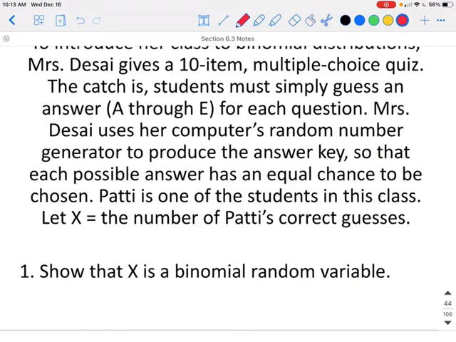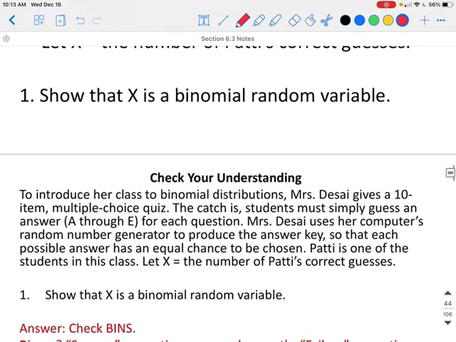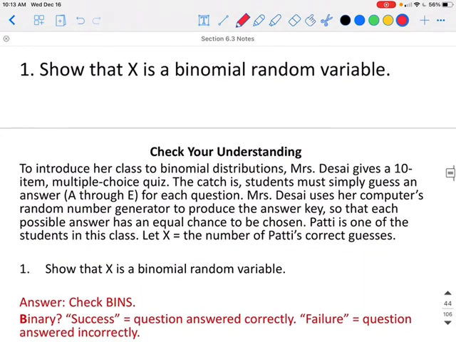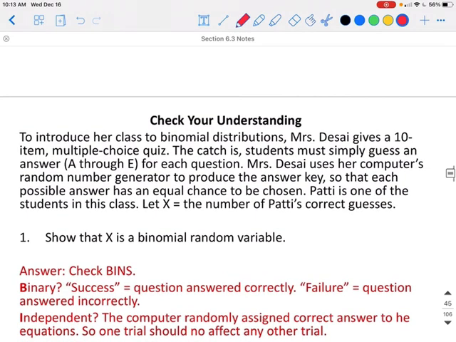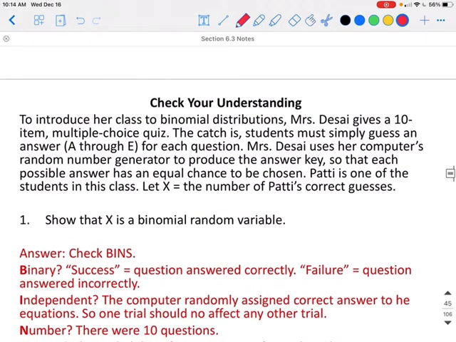Remember, to do this, you have to check the BINS. B stands for binary, and our success would be that she gets the question correct. Failure would be she gets it incorrect. I is independent. Since the calculator is randomly assigning the answer to each question, each one will be independent. One question does not affect the other, so each trial is independent. N is the number of trials. We do know that it is a 10-question quiz, so the number of trials is set in advance.